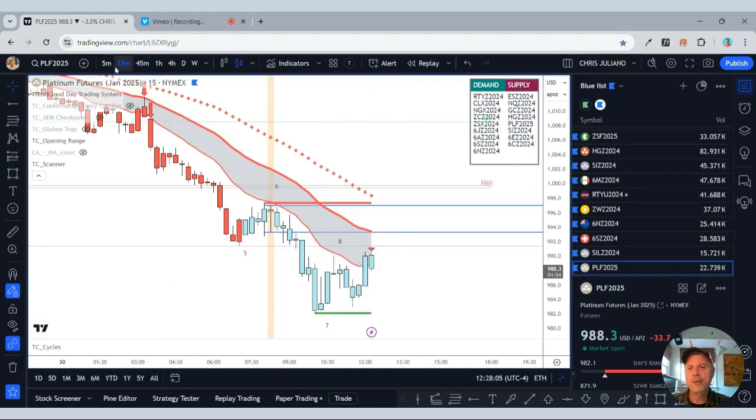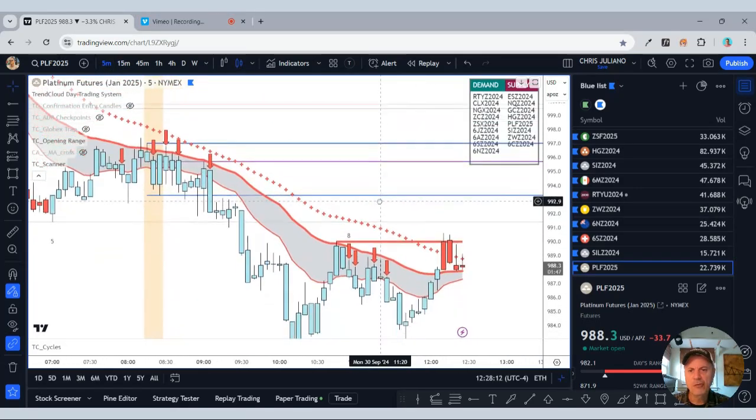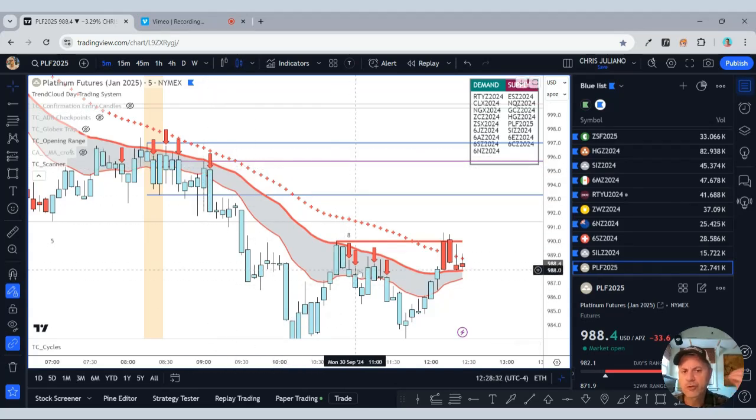So if we drop down to the 5-minute chart, there you go. This thing went 7 waves, right? Gave you a lot of nice signals on the 5-minute chart on the breakout. Beautiful. You could have taken this signal right here. Here's a TrendCloud signal. Here's a retest of that TrendCloud signal. Boom. Nice short-term trade right there.